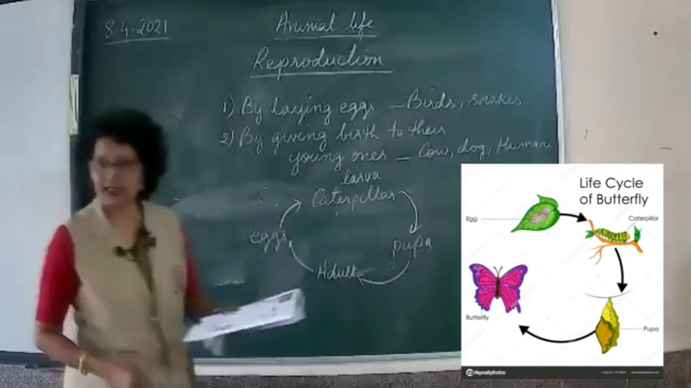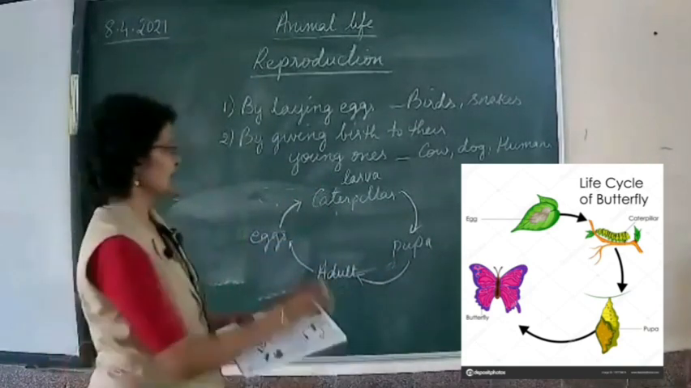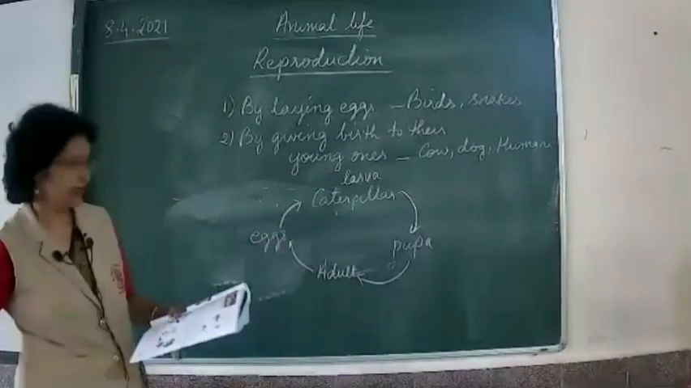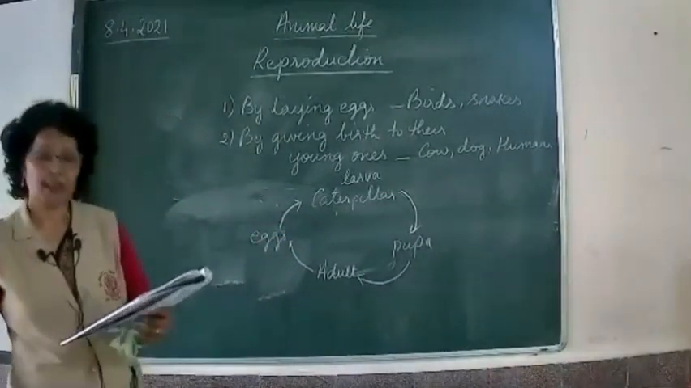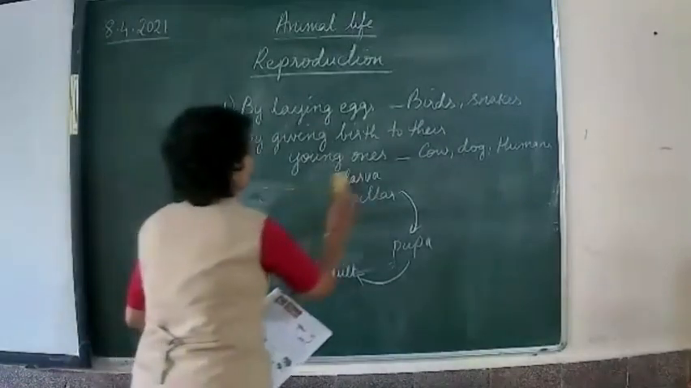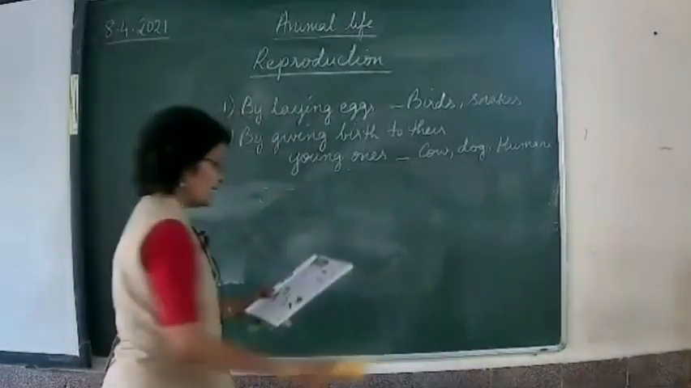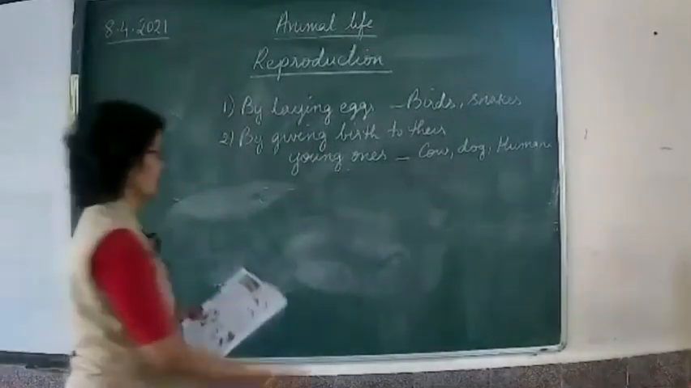So in that PDF, I'll send you the diagram. Here you can see it diagrammatically. This is the life cycle of a butterfly. Okay. Next is the life cycle of a grasshopper.